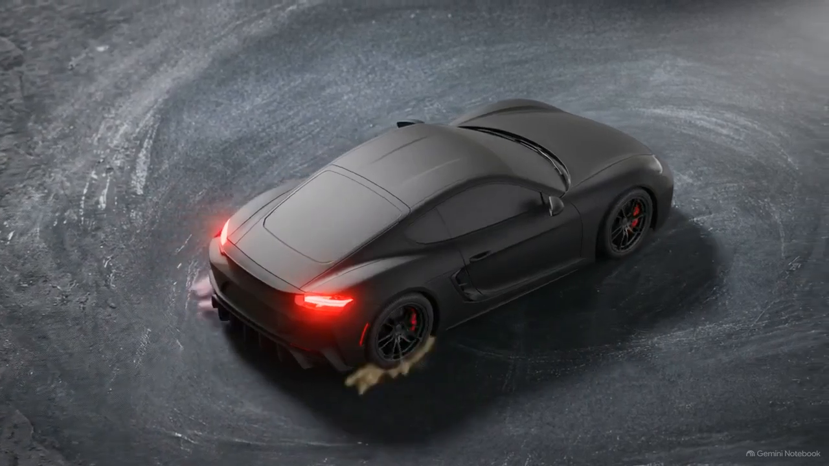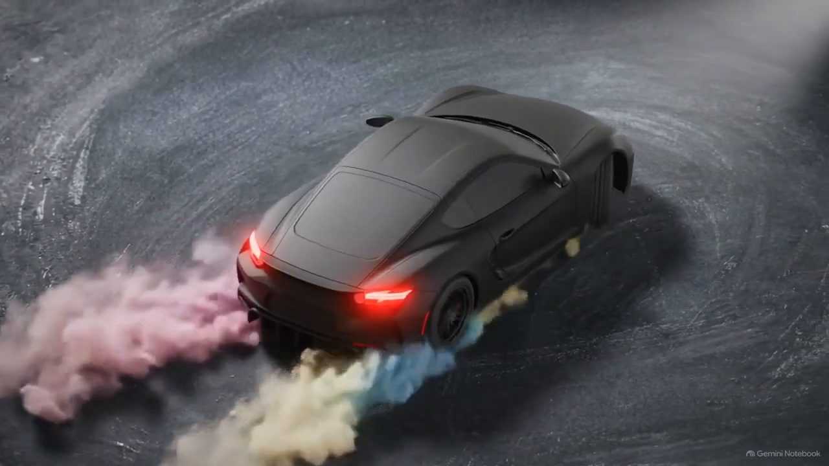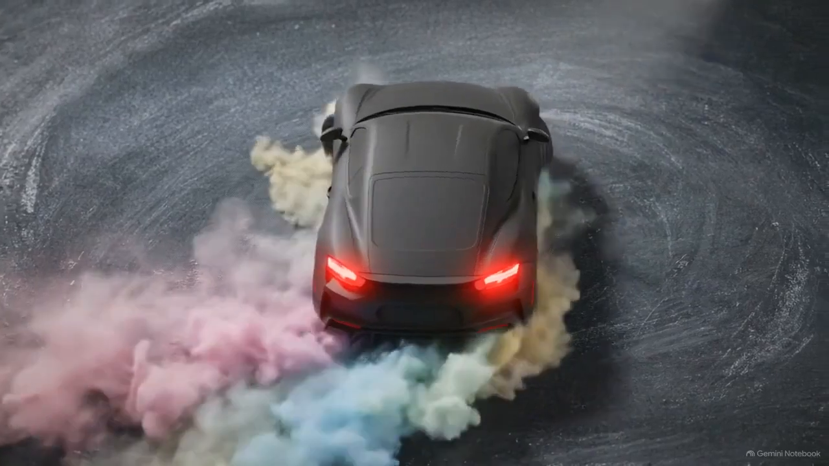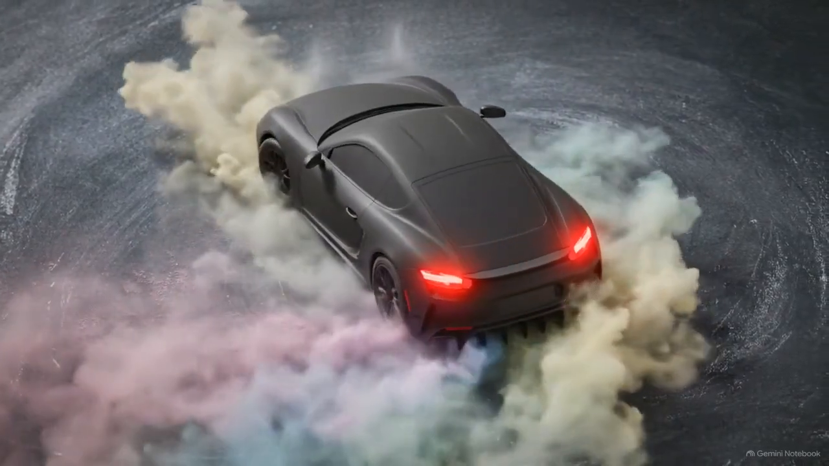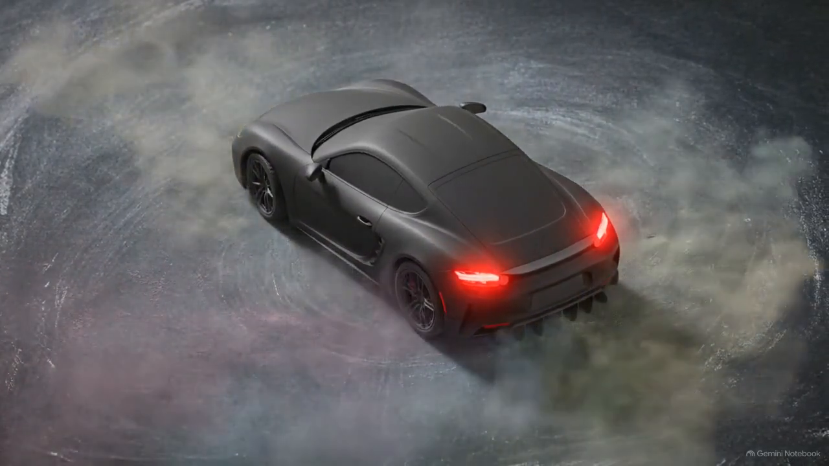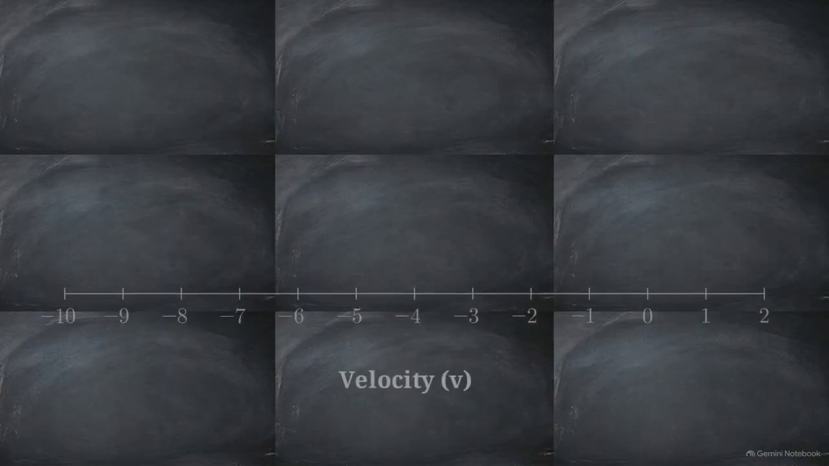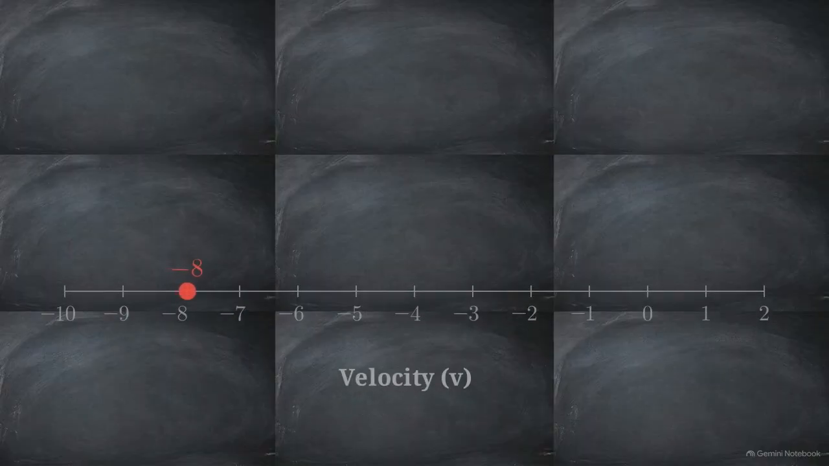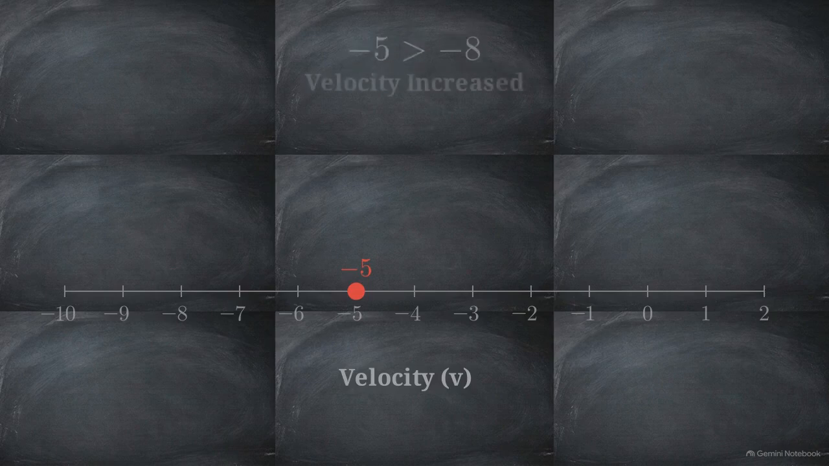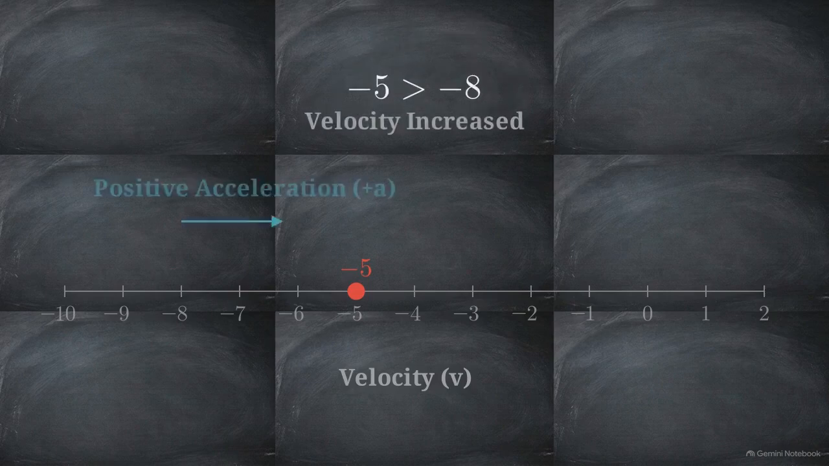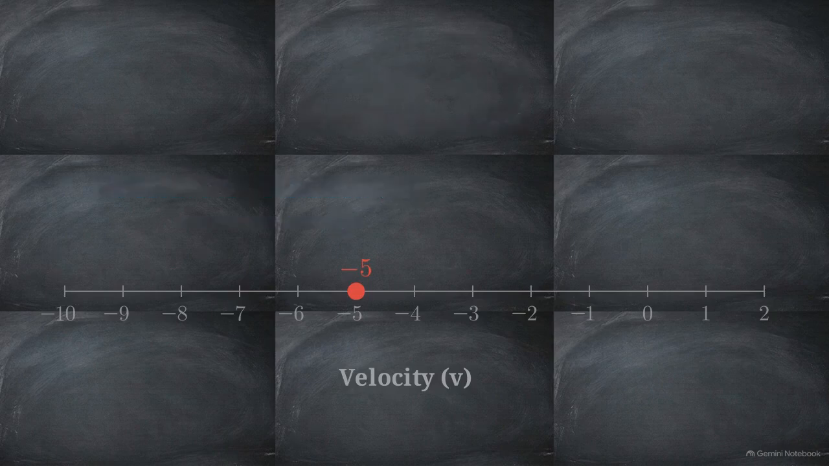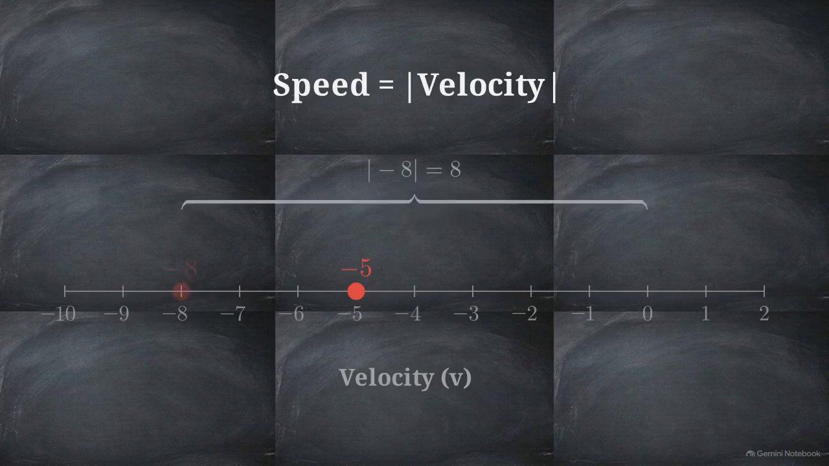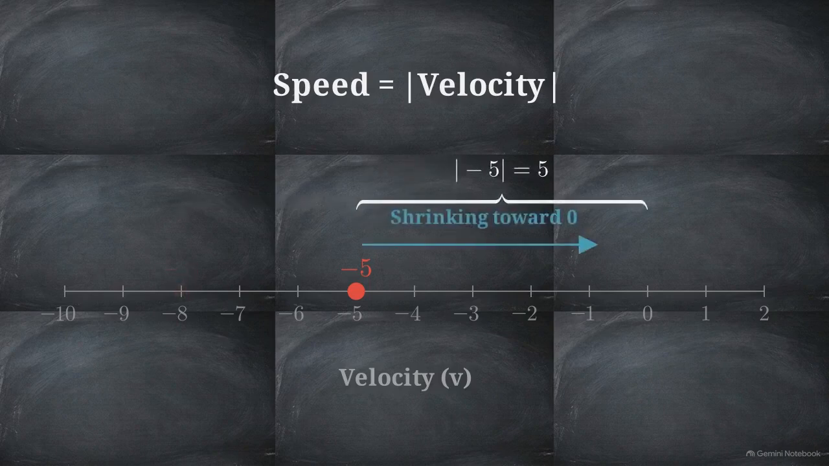Imagine a high-speed vehicle traveling in reverse. It slams on its brakes and violently slows down. In physics, this vehicle just experienced positive acceleration. Tracked on a number line, velocity changes from -8 to -5. Since -5 is greater, velocity increased, making acceleration positive. But speed, the absolute value of velocity, drops from 8 to 5, shrinking toward 0.